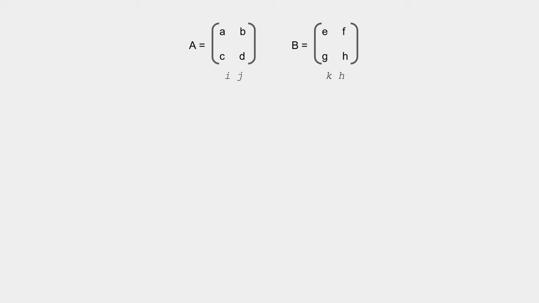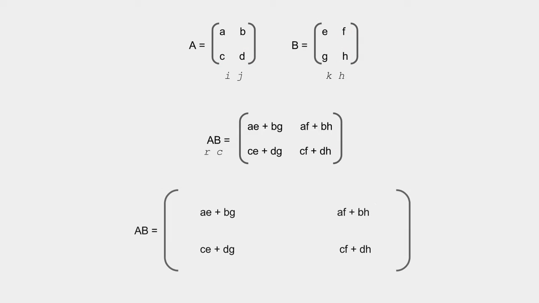Let us consider the indices of A as i, j and B as k, h. Now the dot product of these two matrices will be AE plus BG, AF plus BH, and CE plus DG, and CF plus DH. Let us consider R, C as the indices of the resultant matrix. For making an algorithm, we first have to understand the properties of the multiplication. For that, let's look into the indices of each element in the product.